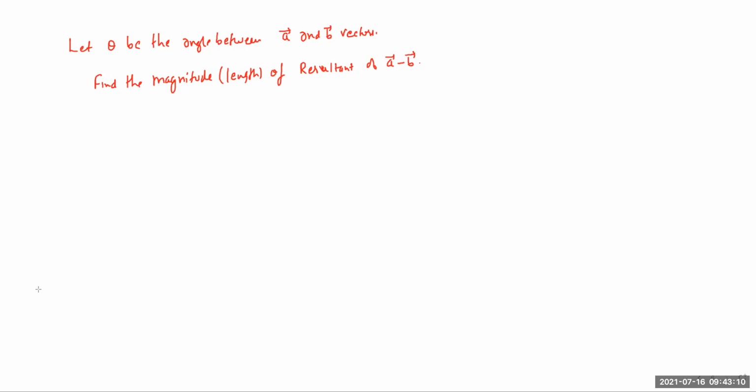Yeah, sir. That's the correct answer. So did you do it with Pythagoras or by the formula? Pythagoras. First I assumed that there is a B vector and an A vector joined from tail to tail.